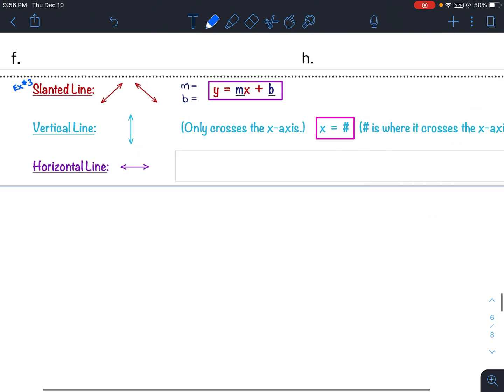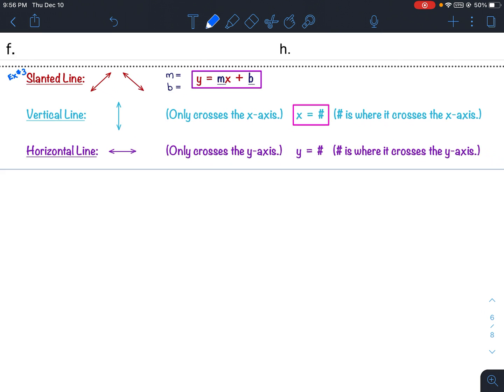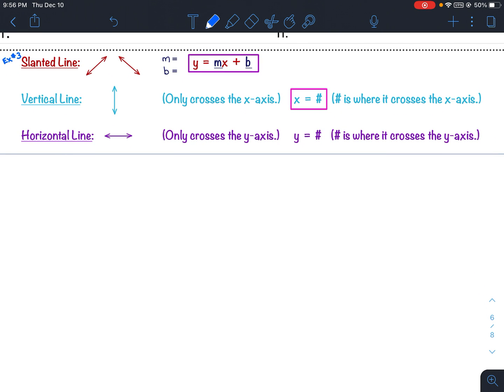So come back down here. For a horizontal line, it only crosses the y-axis. Therefore, our answer will be y equals a number, and that number is where it crosses the y-axis. Pause your video, get all that written down.